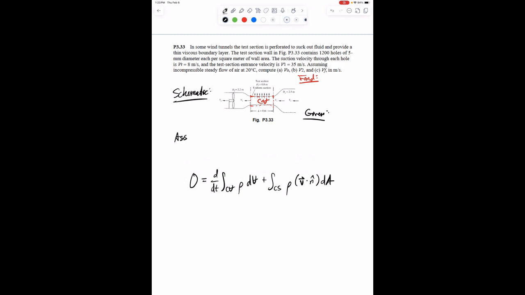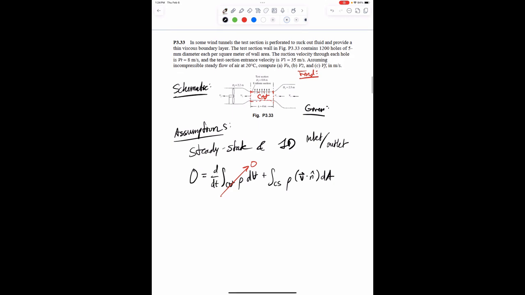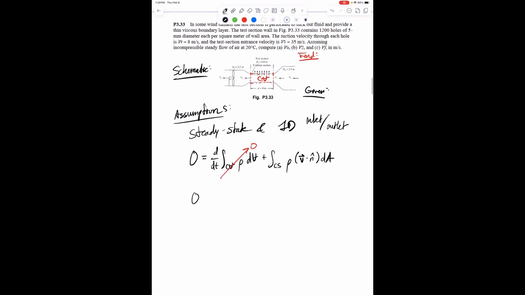And I'm going to make some assumptions, the same assumptions as the last problem. I'm assuming steady state, and I'm assuming 1D inlet and outlet. Therefore, my time derivative terms get turned to 0, and my surface flux terms get broken down into summations. So I have 0 equals the summation of outlets, once again because outlets go with the normal direction, rho AV, minus the summation of inlets, rho AV.